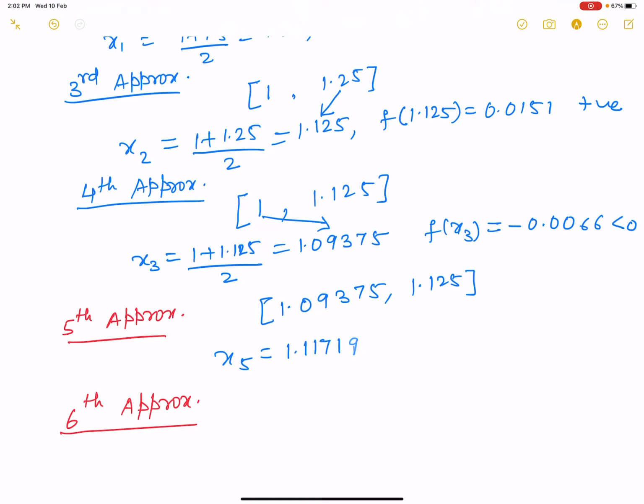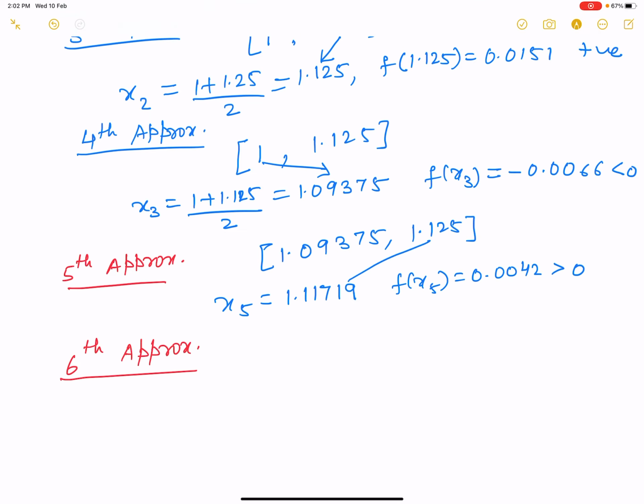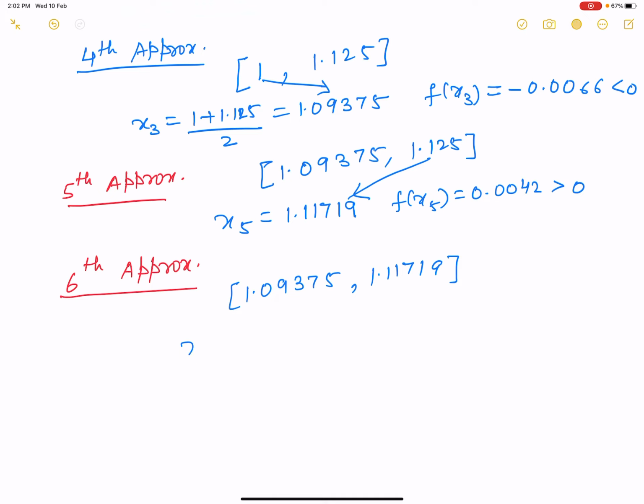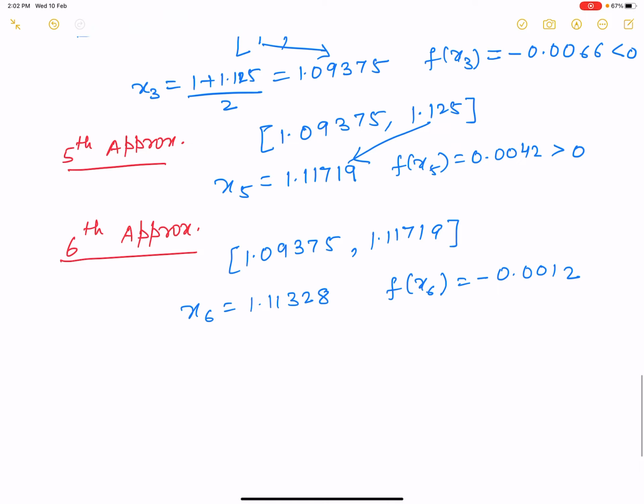Again, when we bisect this interval, we'll get x5 as 1.11719. When we find the value of the function at this point, x5, we get 0.0042, which is greater than 0. It means that we are going to change the positive end. Now the root lies between 1.09375 and 1.11719. Again, we bisect this interval, and on bisecting, we'll get x as 1.11328. At this point, we find the value of the function, and we get a negative value, negative 0.0012.